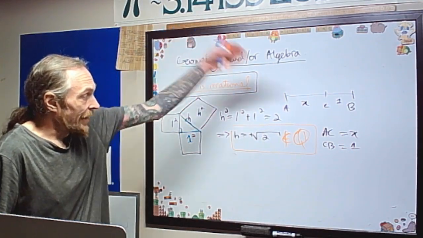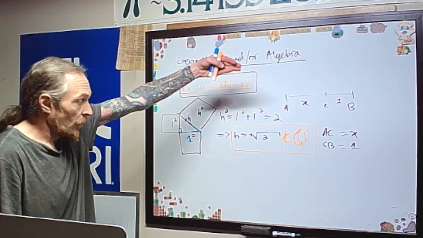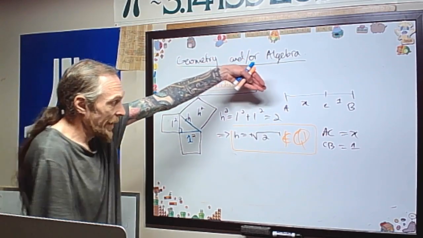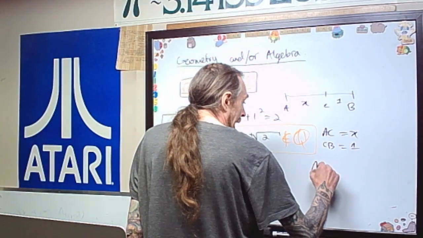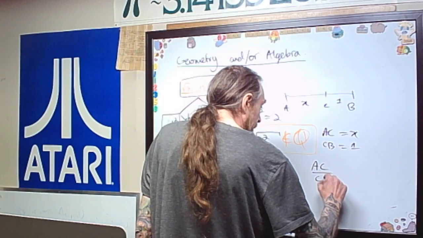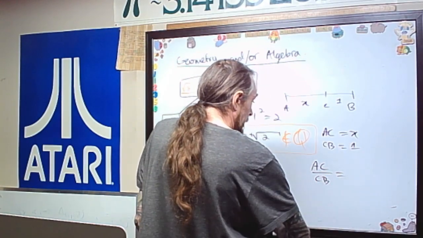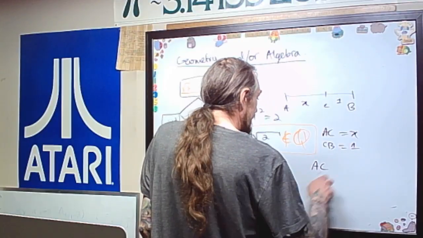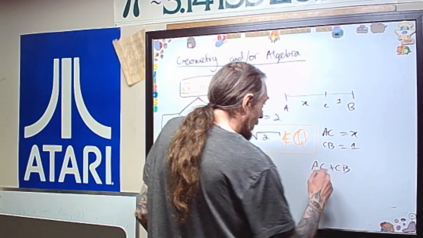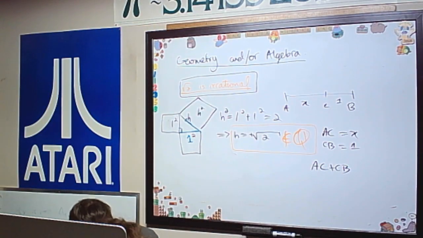Now the definition of the golden ratio, or what Euclid calls it, the extreme and mean ratio, is that AC over CB is equal to, or no, sorry, AC plus CB, which is the whole.